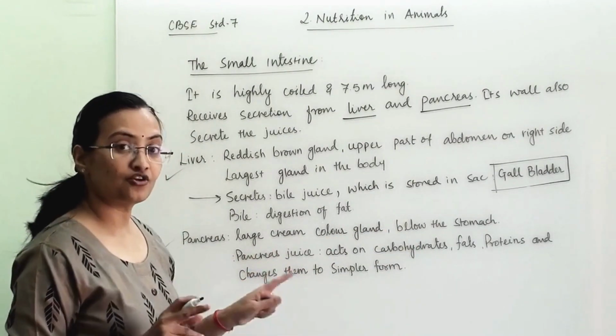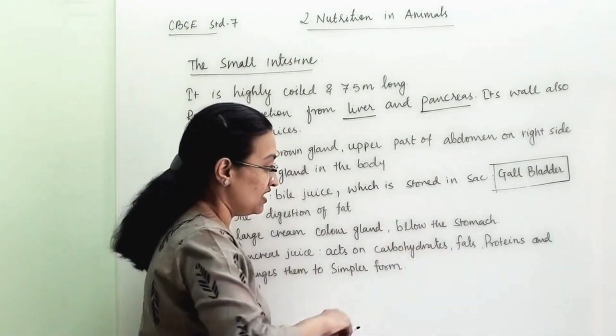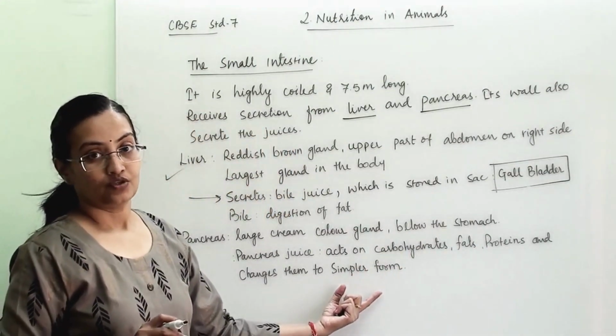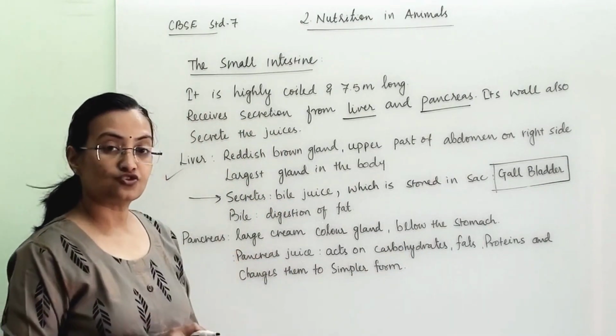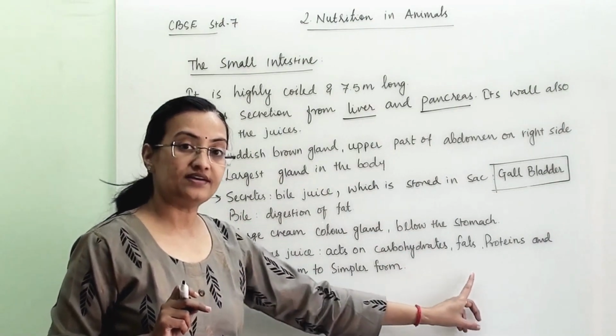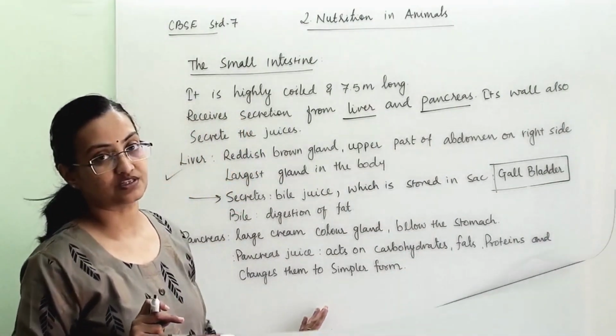Now what are the functions of pancreatic juice? It will act on carbohydrate and fat, and it converts protein into simpler form. So the function of pancreatic juice involves three things. They are digesting carbohydrate and fat, and they are converting protein into simpler substance.